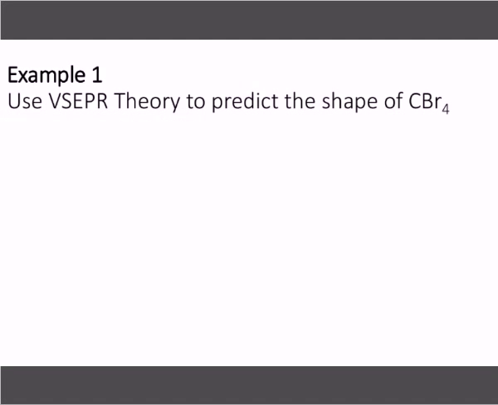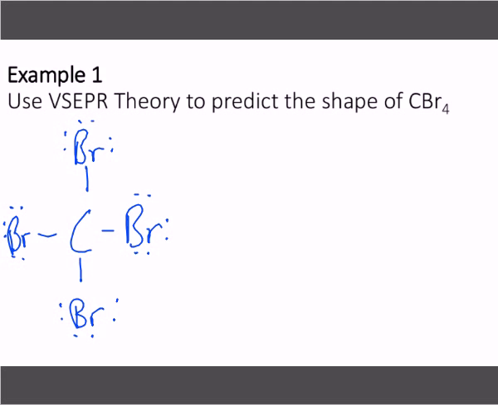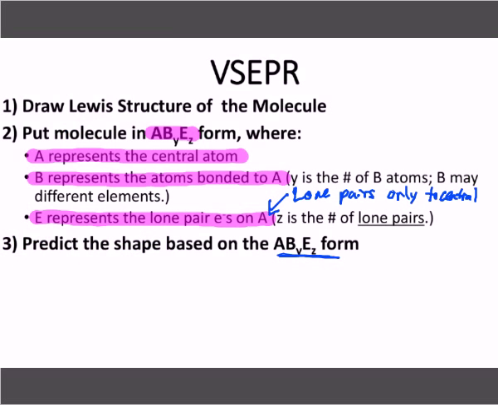So, first things first, we're going to draw our structure. I want you guys to take the next couple minutes and draw the shape, predict the shape. Just draw the structure for CBr4 right now. So this should be our structure for carbon tetrabromide. Anything new yet? No, we've been doing this for a while. The new piece now, guys, comes with step 2. We're going to put it in ABE form.